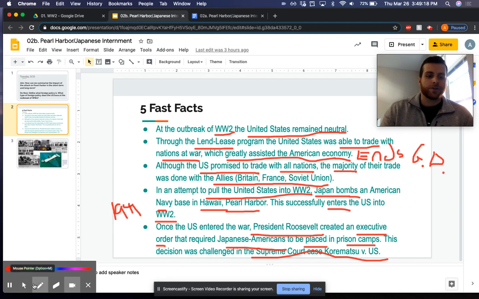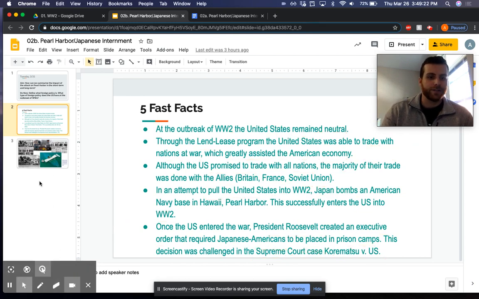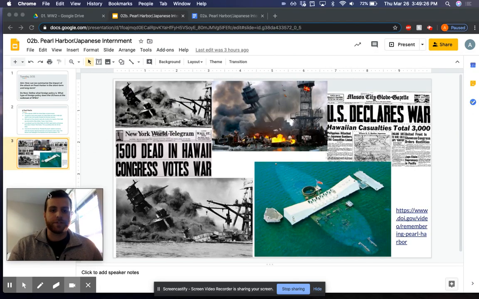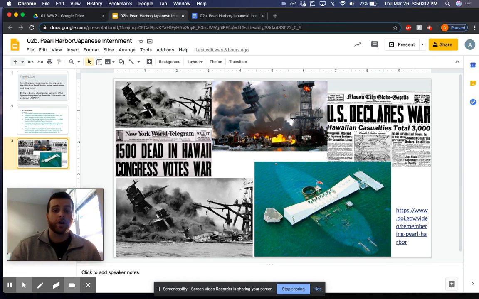So, just some images before we get moving into the activity. We see some newspaper headlines from the attack on Pearl Harbor. We see the memorial that's currently at Pearl Harbor. And you can see the level of destruction. There were a lot of casualties as a result of this, and this is one of the more life-altering events in American history.